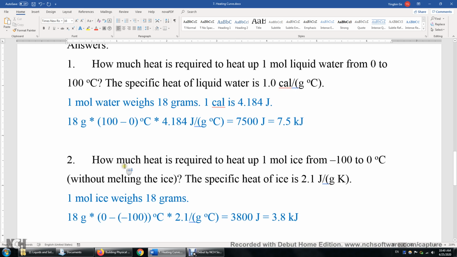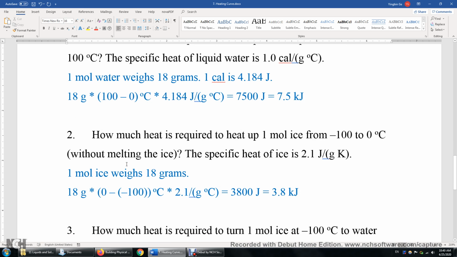All right. Second question, how much heat is required to heat up 1 mole ice from negative 100 to 0 degrees Celsius without melting the ice? So right before the fusion process of the ice. And then I give you the specific heat of ice, which is 2.1 joule per gram per Kelvin. It's equivalent to 2.1 joule per gram per degree Celsius. Again, if we're talking about the temperature change, 1 Kelvin is 1 degree Celsius. Again, we just have the mass of 1 mole ice, 18 grams, times the temperature change.